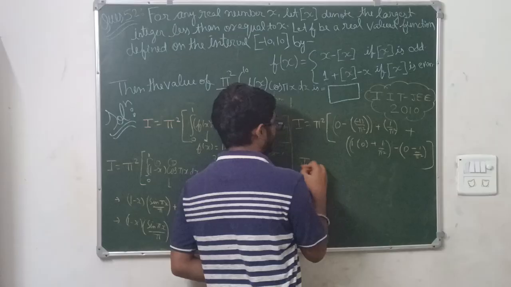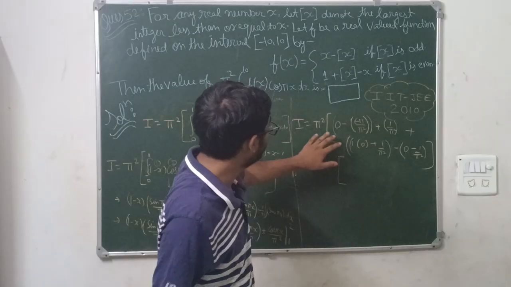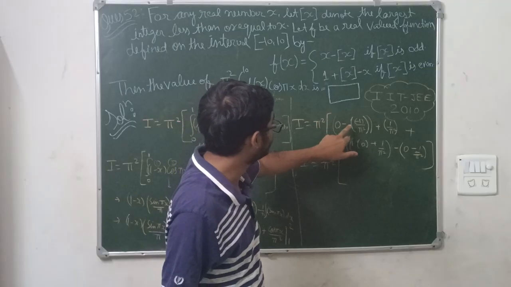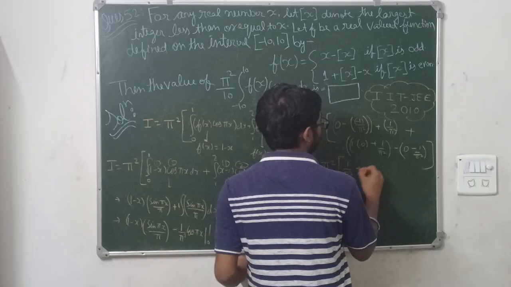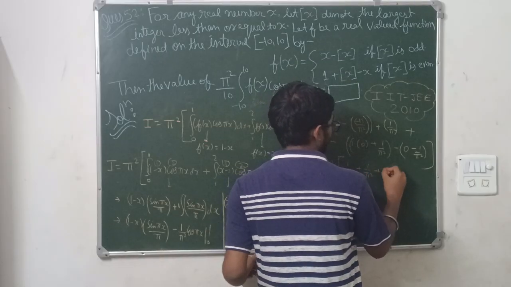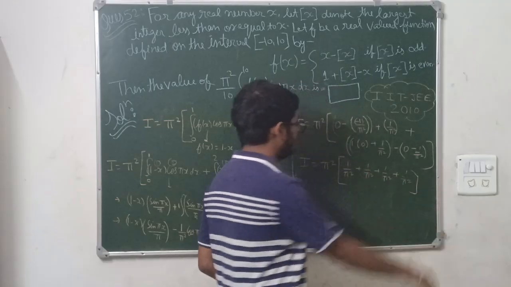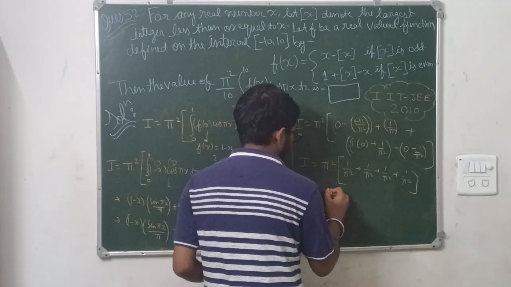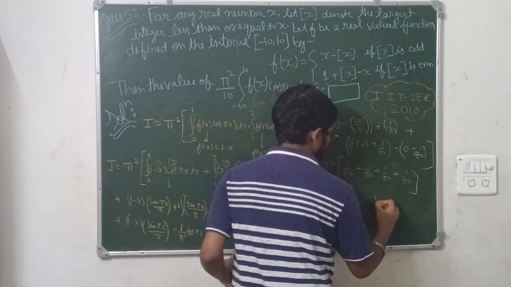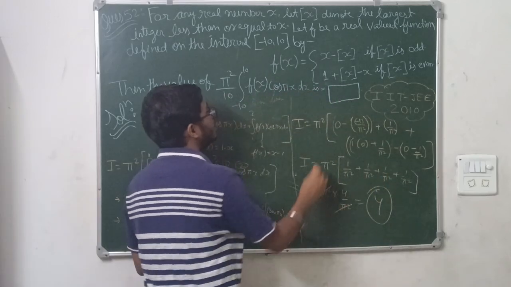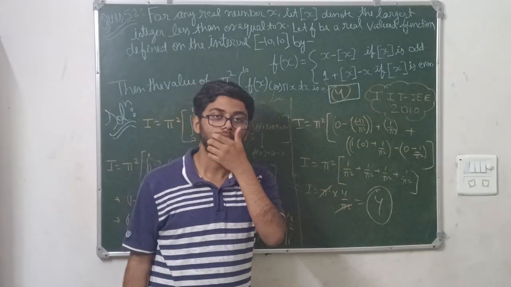Okay, so your I would be what? It would be pi squared into minus plus 1, 1, 2, 3. So this will be added: 1 by pi squared plus 1 by pi squared plus 1 by pi squared plus 1 by pi squared. So I would come as pi squared into 4 by pi squared. Pi squared cancels. The integration value is 4. Meaning the final answer for this function is 4. This integration's whole answer is 4.